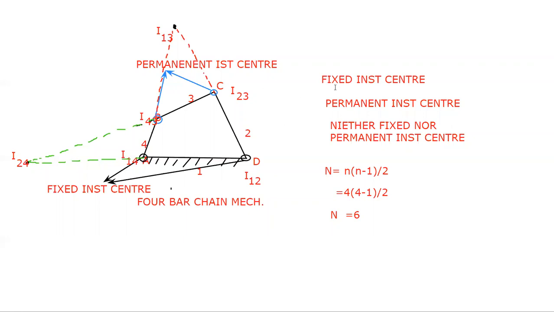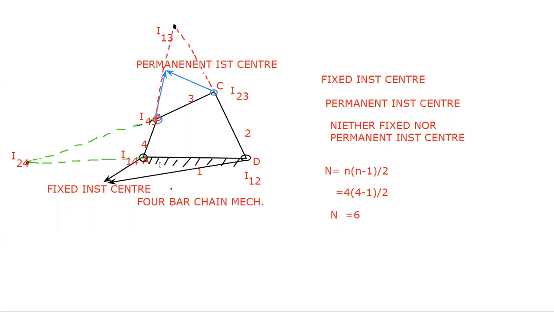In this, there are 2 fixed instantaneous centers, I14 and I12, which are already fixed. The numbering you can do as per your choice. It is not hard and fast that I should take this numbering. You can start 1, 2, 3 from this side also. I have started anti-clockwise; you can start clockwise.